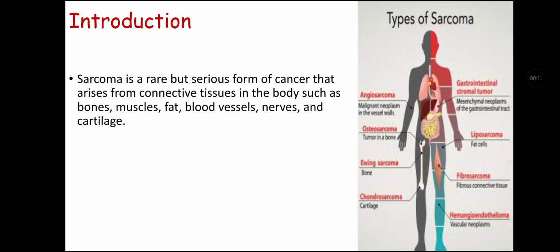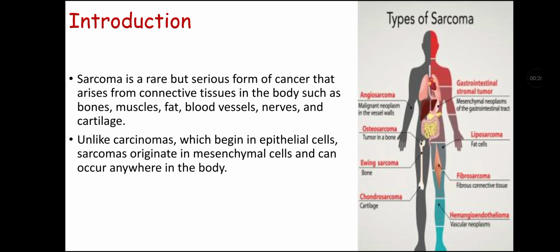Sarcoma is a rare but serious form of cancer that arises from connective tissue in the body such as bones, muscles, fat, blood vessels, nerves and cartilage. Unlike carcinomas, which begin in epithelial cells, sarcomas originate in mesenchymal cells and can occur anywhere in the body.